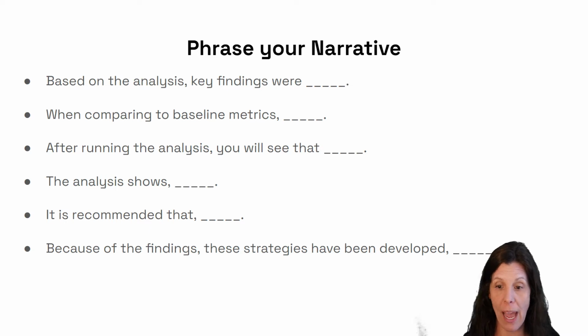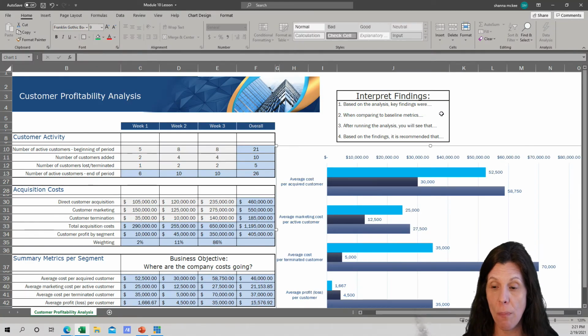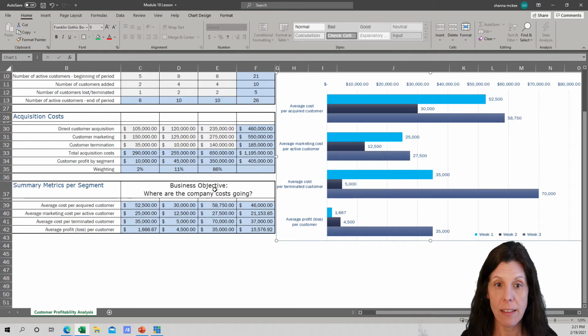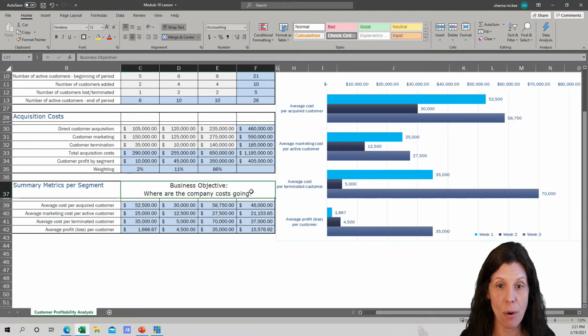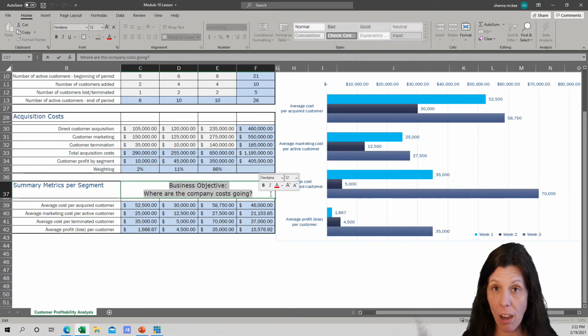So what we're actually going to do now is jump in to how to interpret these findings. We talked about phrases that we could use. How does this support the business objective? And so on. So you'll see right down here, okay, there is a business objective. Where are the company costs going?